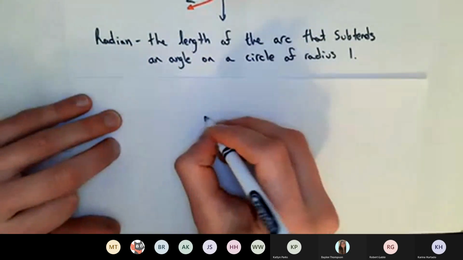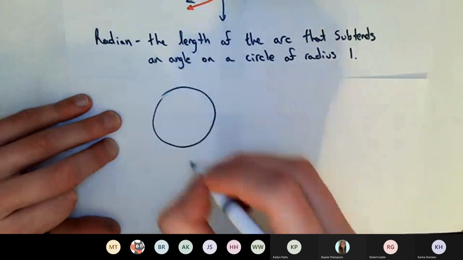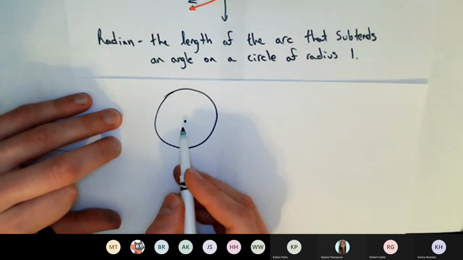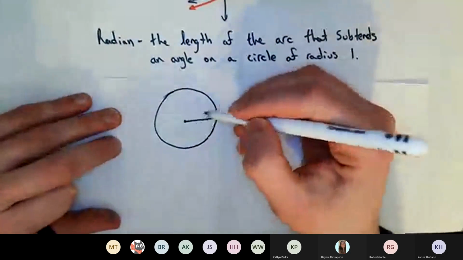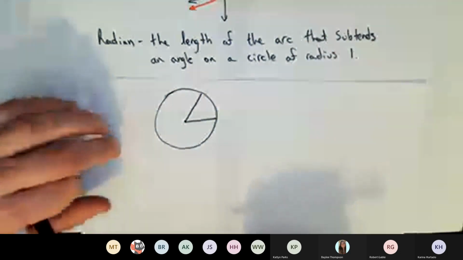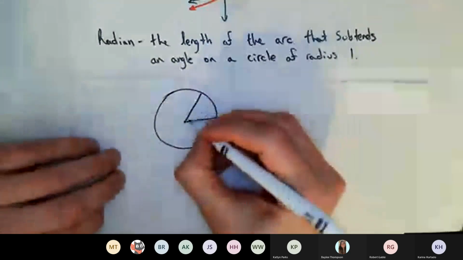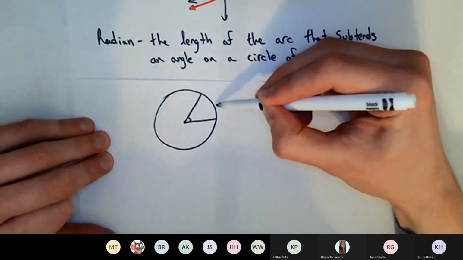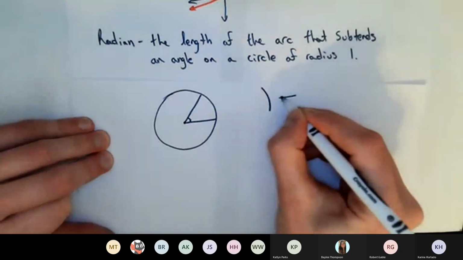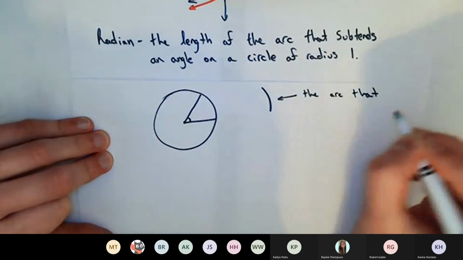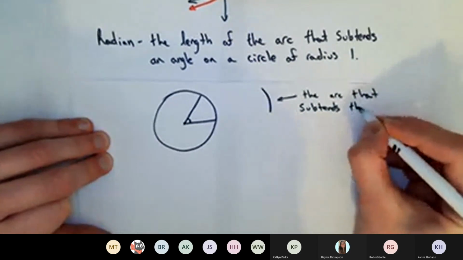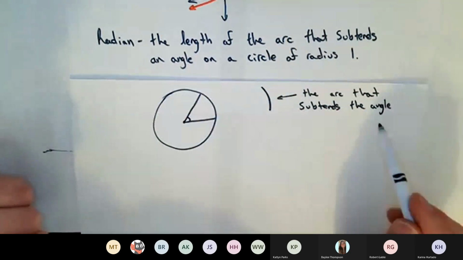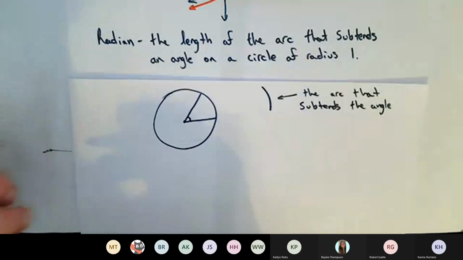So what is that? Well, let me start by drawing a circle. And I'm going to draw an angle in this circle. I'll start with the vertex at the center of the circle because that's most natural. I'll start with my initial side there and draw my terminal side there, and I'm measuring this way. Then the arc that subtends this angle is this piece right here. That's just the terminology we use to describe that arc. If the angle is bigger, then the arc that subtends that angle is going to be bigger.